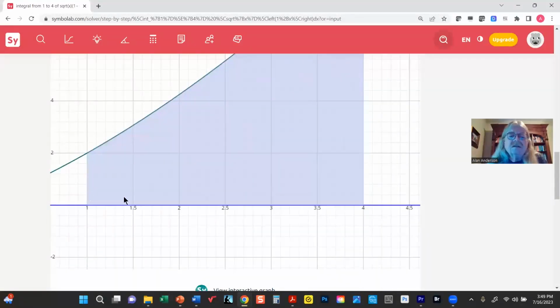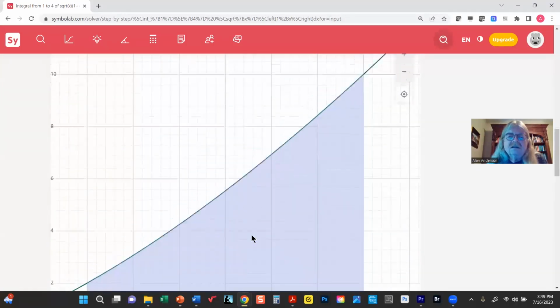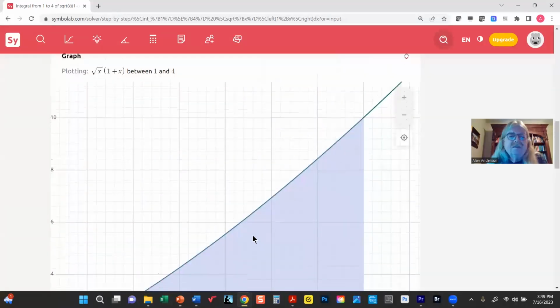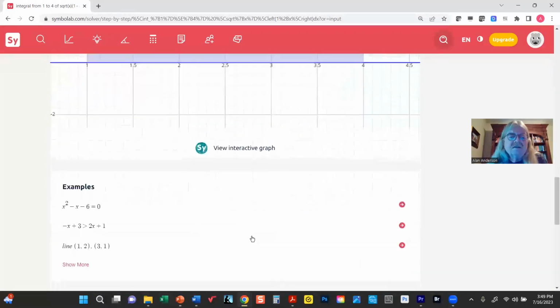Oh, this is nice. They're showing us graphically what we've just accomplished. Look at that. So we're looking at the area between 1 and 4 for this function. All right, well, at least that's a nice feature.